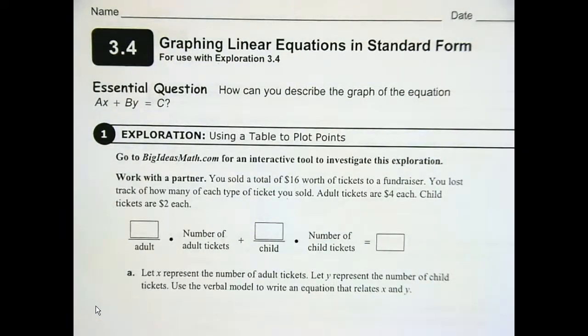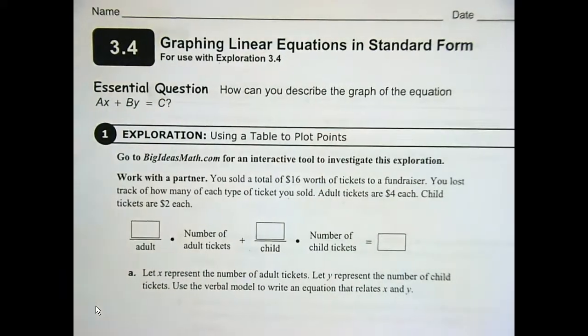Ladies and gentlemen, today we are talking about standard form and graphing in standard form. What you need to do first is on page 74, exploration, number 1.